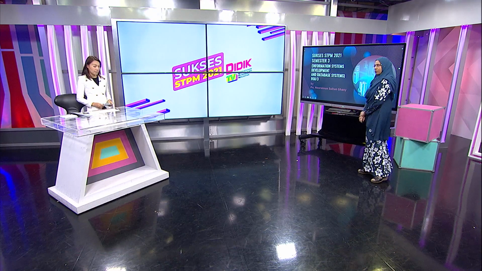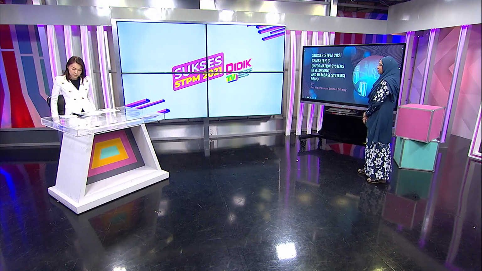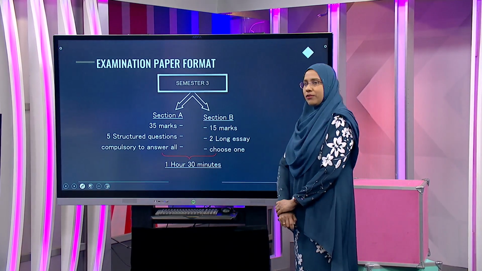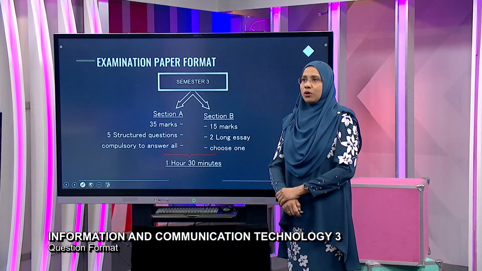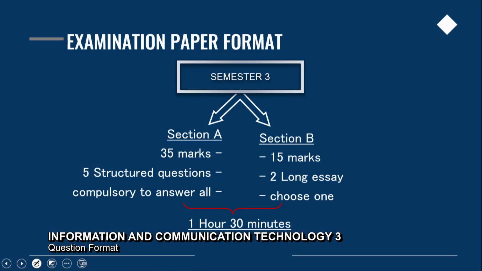Our course is ICT, Information System Development and Database, which you learn in Semester 3. First I will brief you on the examination format. As you all know, we have two sections in this paper, Section A and Section B. In Section A, the marks allocated are 35 marks and students must answer all 5 structured questions. It's compulsory and you must answer all.